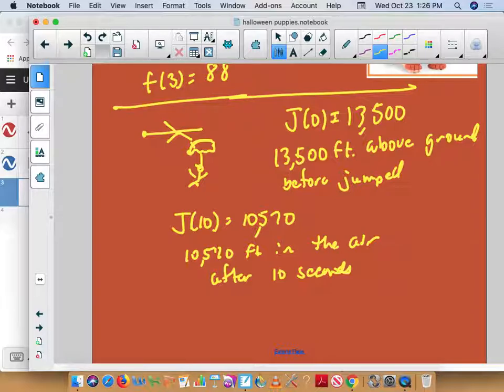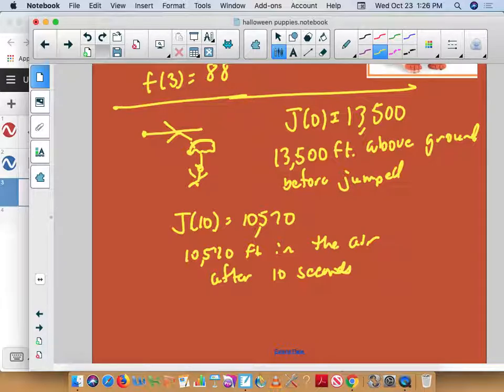Yeah, so she's above the ground, not the distance that she covered. That's what you would have had to say, the distance. In fact, we could argue that point back and forth. Lord, I hope she didn't fall 10,570 feet in 10 seconds or she's in a lot of trouble.